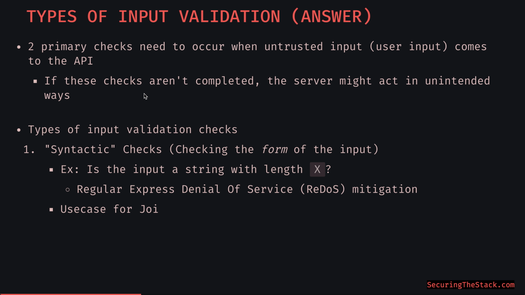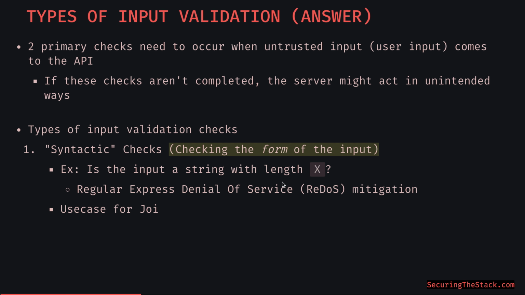So I kind of think of this as a quote unquote syntactic check of input that's coming into the API. So in other words, you are checking the overarching form of the input. Now, an example is: is the input a string with length X? Okay, so you can constrain a string to be a certain length within Joi.